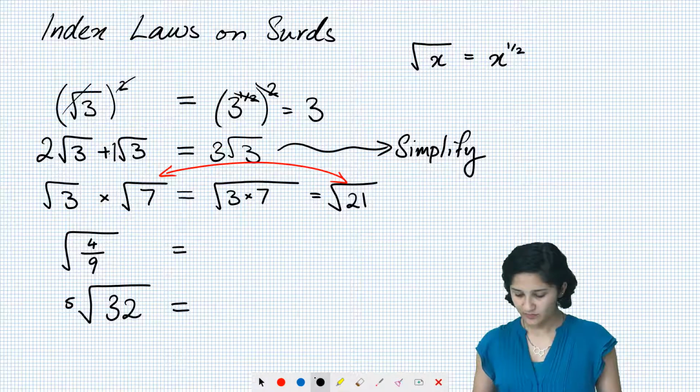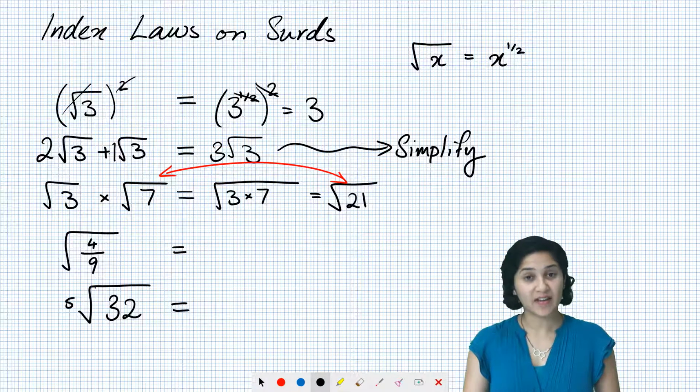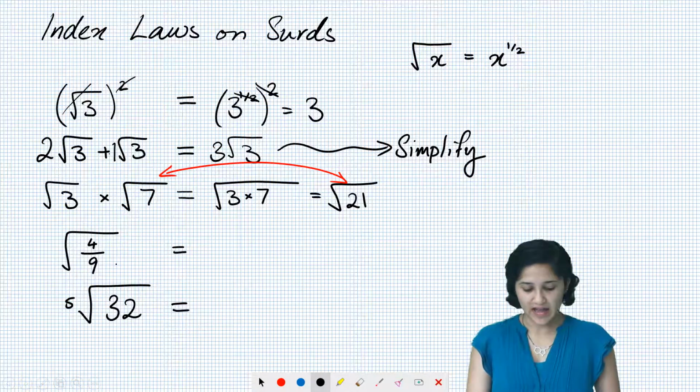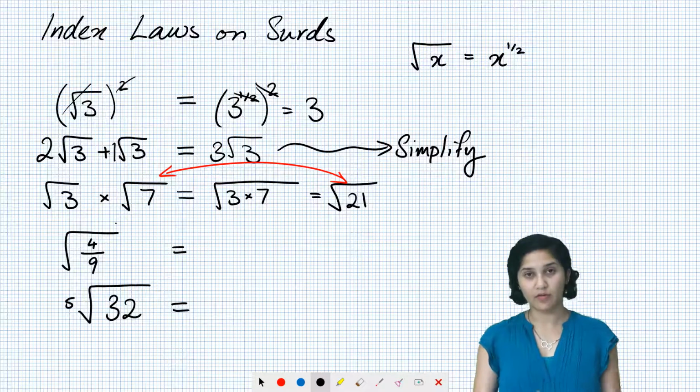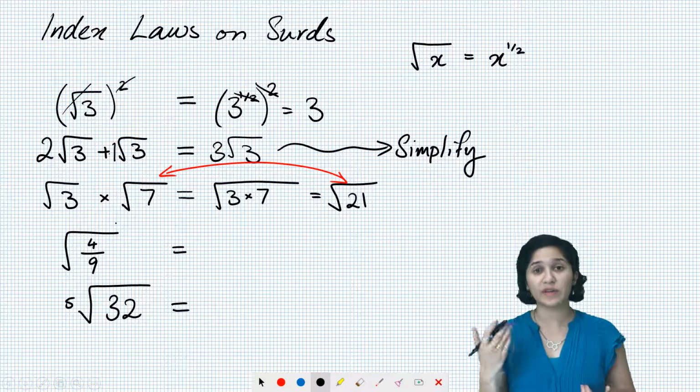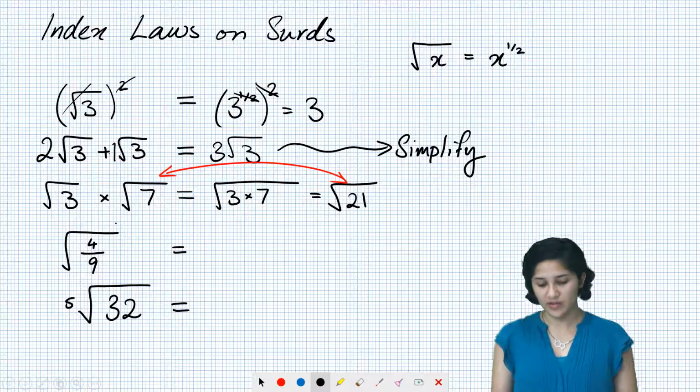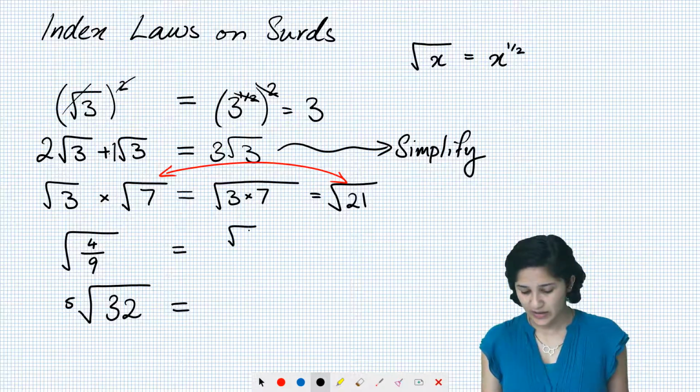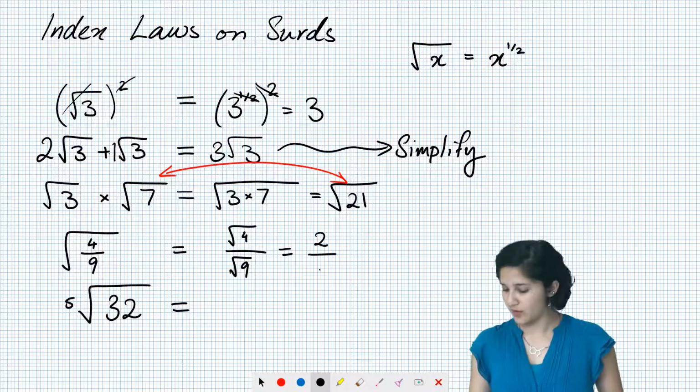Same thing goes for division. We know that the square root, or the power of a half, can be distributed over the division. So we can change that to being square root 4 over square root 9, which we know simplifies to 2 over 3.